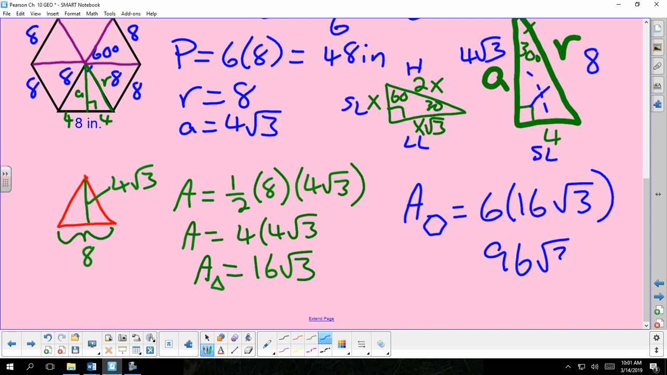And don't forget to put appropriate units, inches squared. So looking at equilateral triangles to find the area of a regular hexagon. This only works with hexagons. And hexagon is the only regular polygon that is made up of all equilateral triangles.